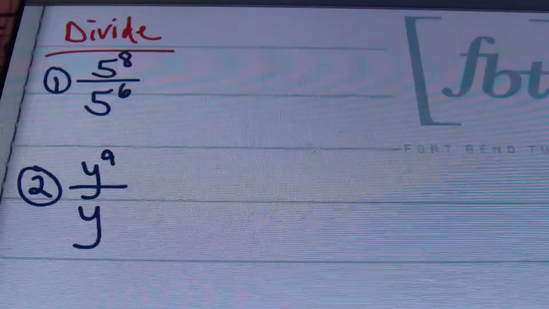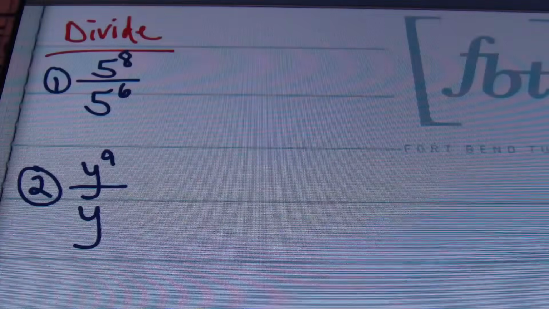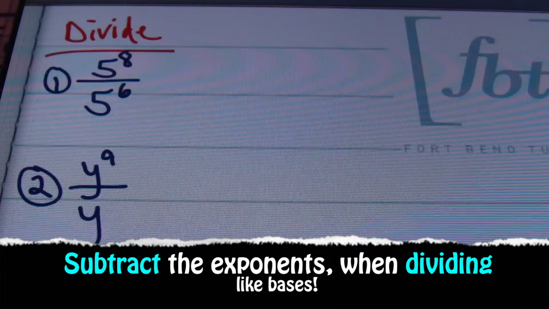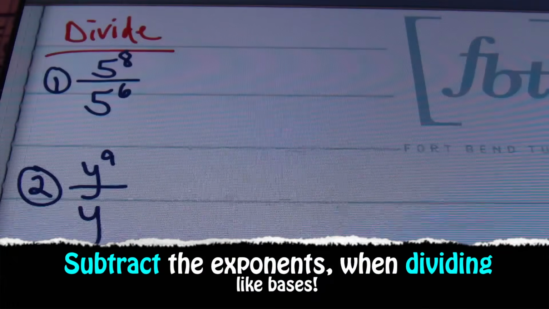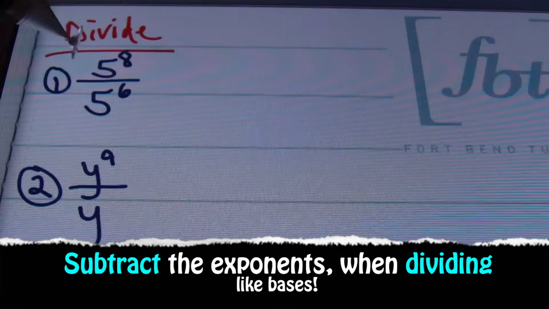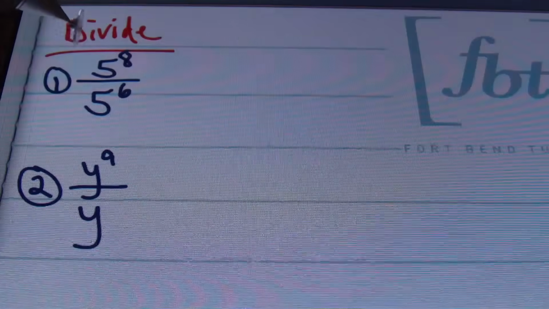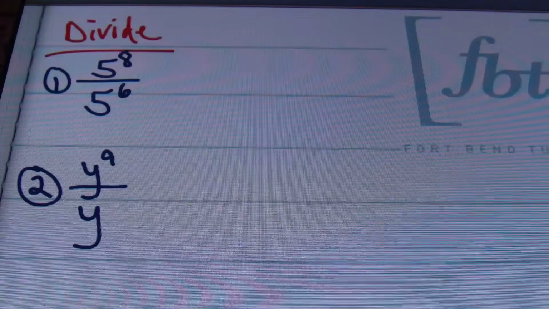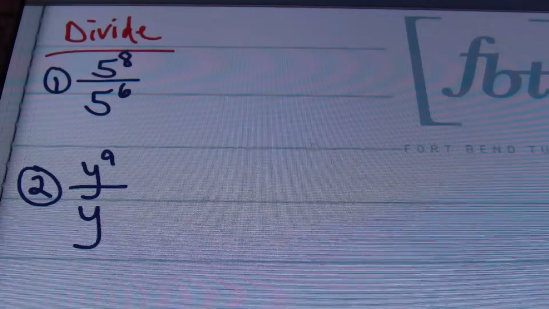Here we're asked to divide. Anytime you divide like bases, the quotient rule for exponents is that you're going to subtract the exponents on your like bases when dividing. And you should note that anytime you have a fraction, that operation is division. So 5 to the 8th power divided by 5 to the 6th power gives you the following result.